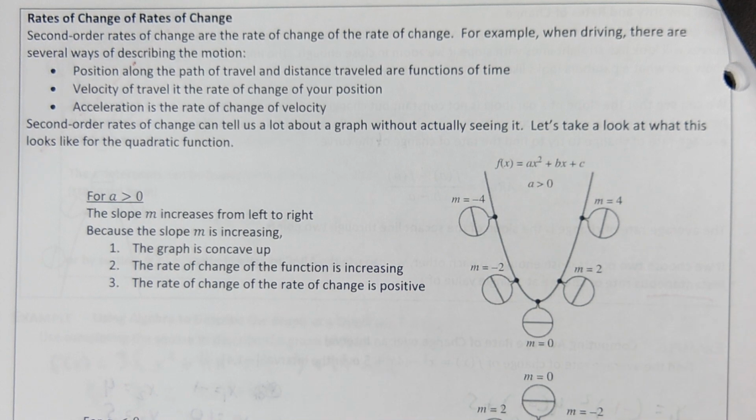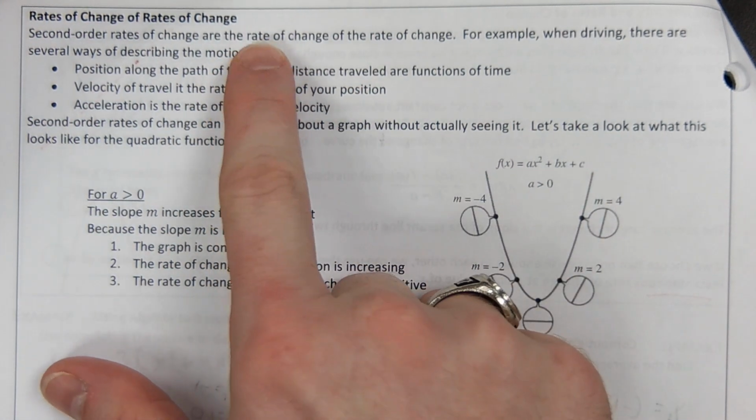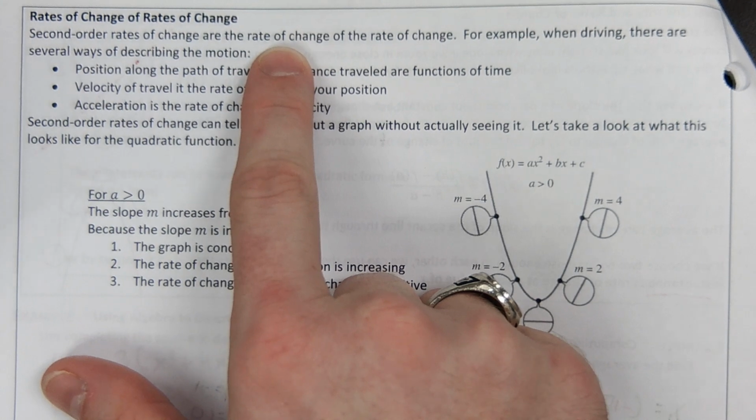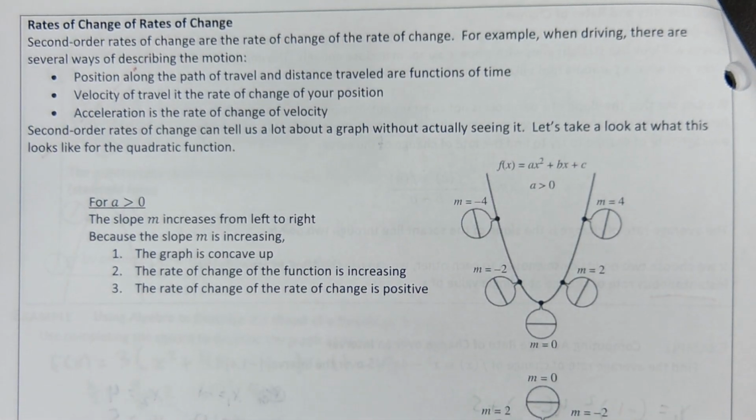As long as your x's go by 1s, then your second differences are also known as second order rates of change. They are the rate of change of the rate of change. For example, real world example, driving. We can describe our motion when we're in a vehicle in several ways. I could describe my position over time. So I could say my position with time as the variable. At 1 hour, I had gone 50 miles. At 2 hours, I'd gone 120 miles. At 3 hours, I'd gone 180 miles.